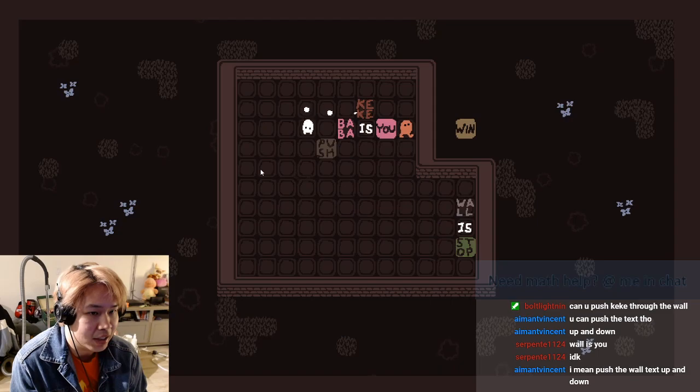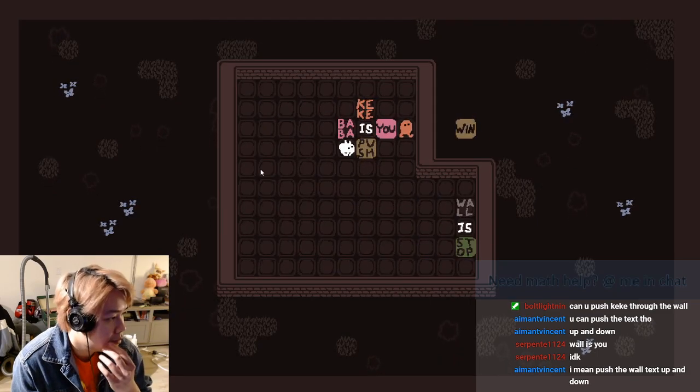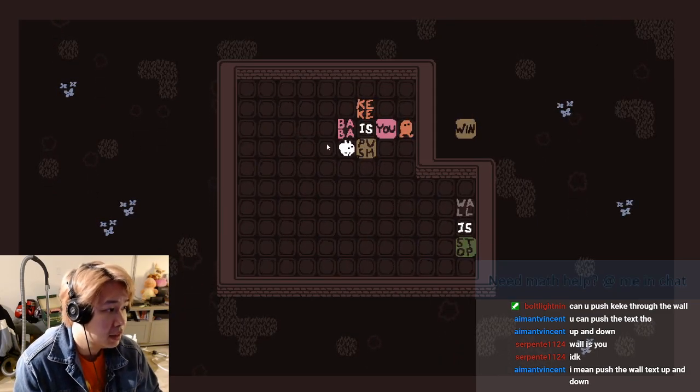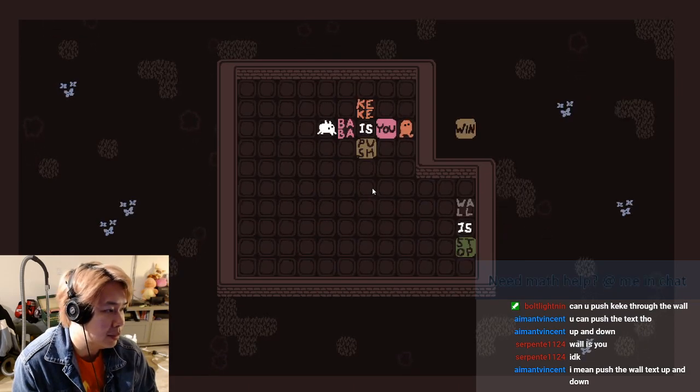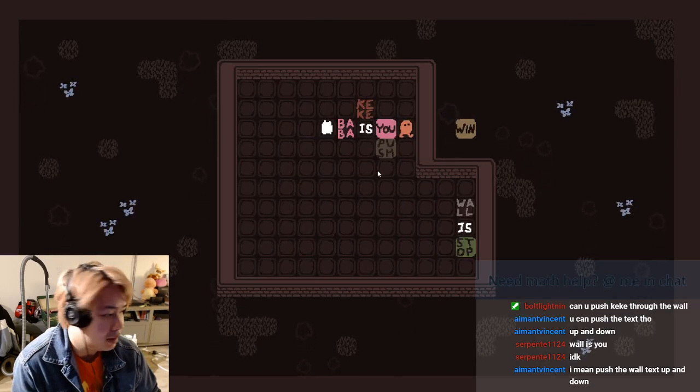Okay, I think this might be it. Right now, Kiki's pushable. So if I push this entire sentence, I will push Kiki into the wall. Maybe. Nope, never mind. The wall stops everything.